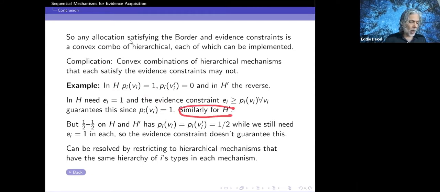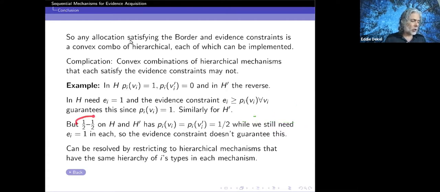Now let's look at H prime. H prime is exactly the same, except I switched VI and VI prime, so exactly the same is true. We need to ask I with probability 1, and the constraint EI greater than PI of VI, in that case, the binding one will be EI greater than or equal to PI of VI prime, which is equal to 1. So that'll give us EI at least 1, and that'll give us that we start with player I with probability 1, and all is fine.